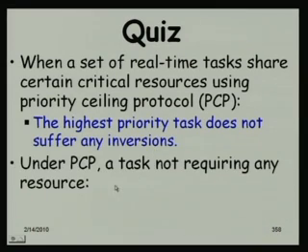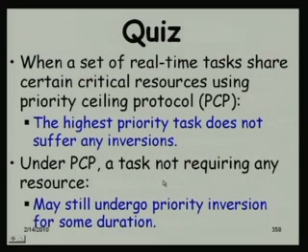Now, let us look at this statement. Under priority ceiling protocol, a task not requiring any resource may still undergo priority inversion for some duration. Do you think this is a correct statement? Inheritance. Okay. It can still undergo inheritance related inversion. What about avoidance inversion? No, it won't. Only inheritance related inversion it can still undergo.